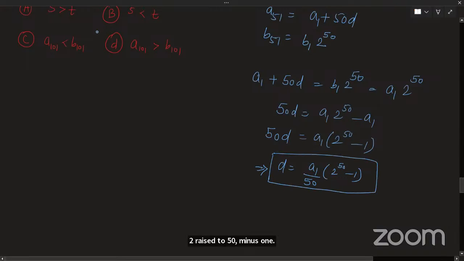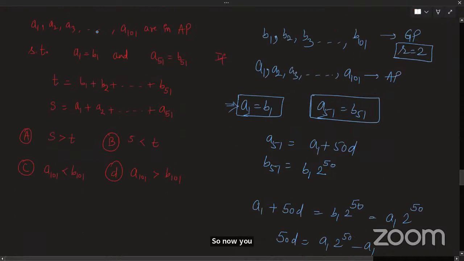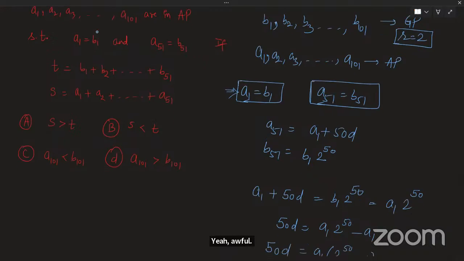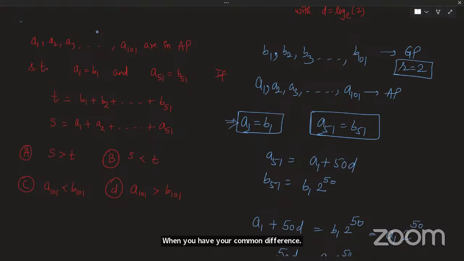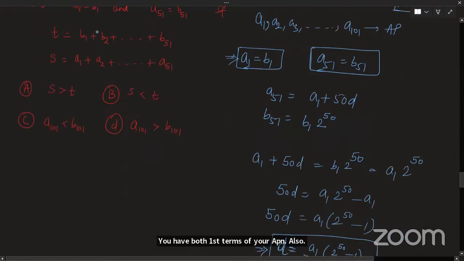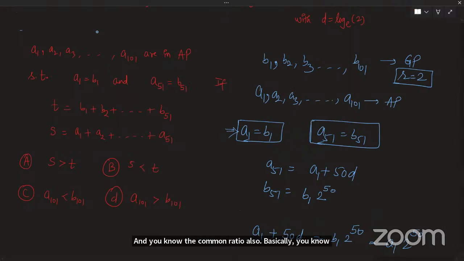Has everyone got this? Yes, sir. Everyone got your common difference, right? So now you have your common difference. You have the first terms of both AP and GP, and you know the common difference and the common ratio also. So basically you know everything about both AP and GP.